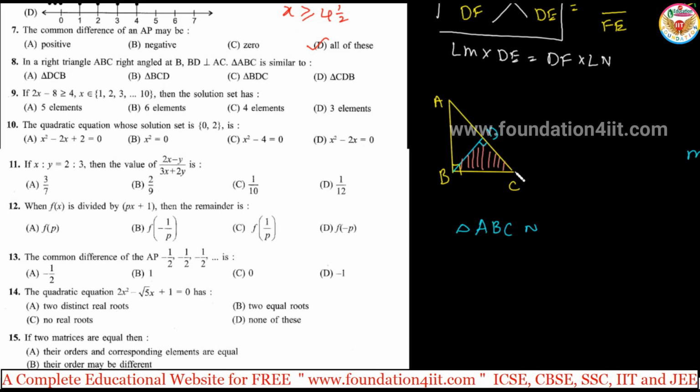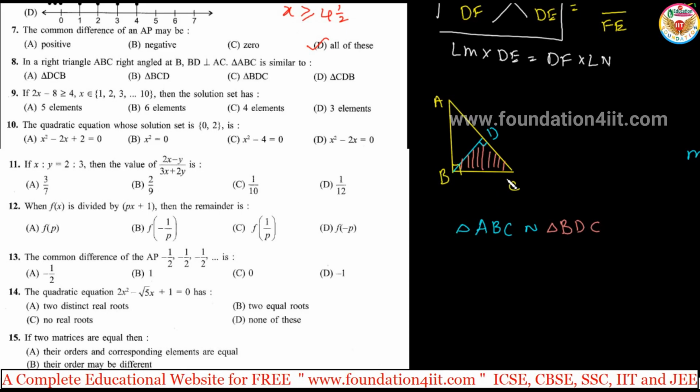So AC is in hypotenuse position. In BDC, BC is the hypotenuse, B and C, and the middle letter D is at 90 degrees. So always ABC is similar to BDC. Just check the letter positions and you can make it. So this is similar to BDC.